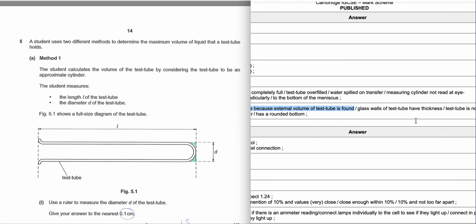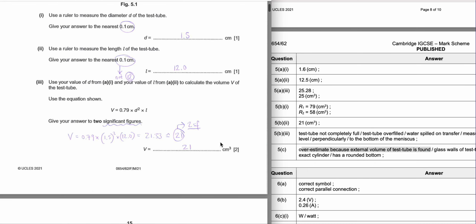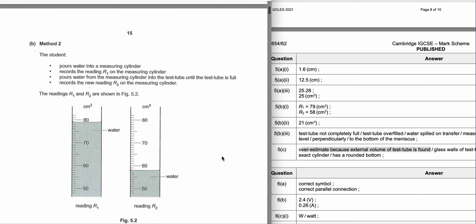Okay, I think that's enough for this question. Again, pretty nice one. A couple of bits of measurements, a couple of calculations, and a bit of a discussion. 9 marks there. I think we can shoot for a fairly high score on this one, guys.